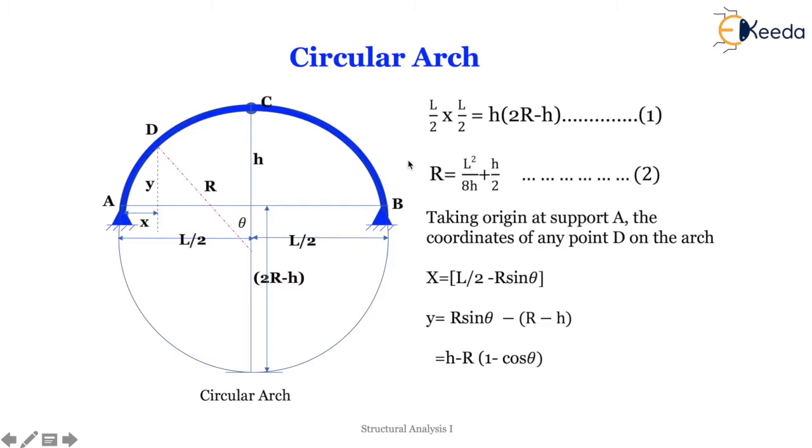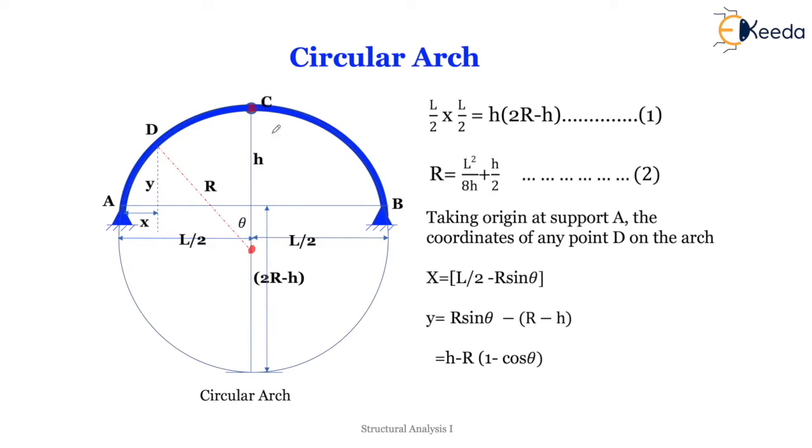Coming to the circular arch, here is a circular arch. For this particular arch, let us just make a full circle to understand it. Let's name this arch A, B and C. Here A and B are supports, and C is its crown, and it's a hinge. Now let us consider a point here, the origin of the circle, and this is R, the radius.